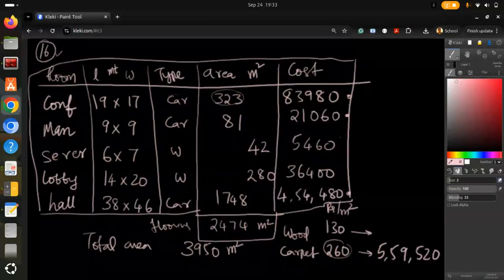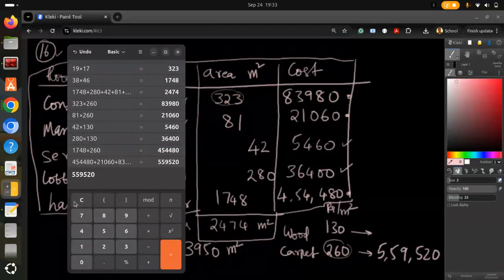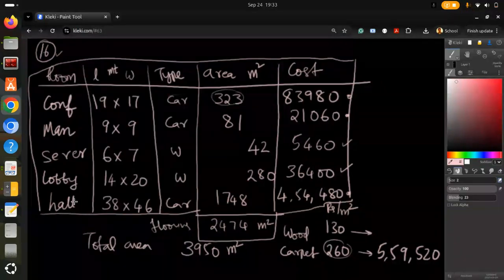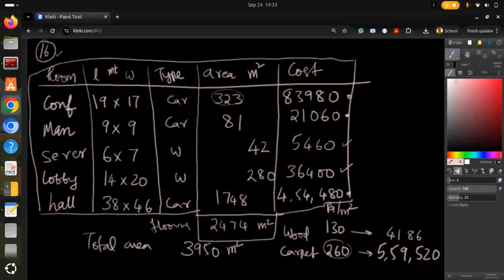Now let's calculate for the wood. So wood is again this and this. Looks like slightly lesser. So 36400 plus 5460. So 41,860. Now I need to find the ratio of these two.